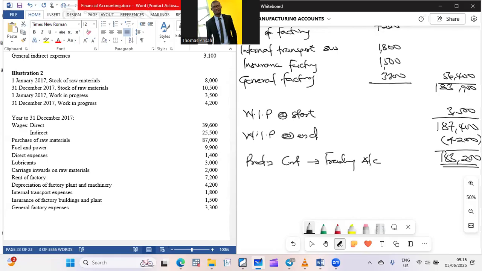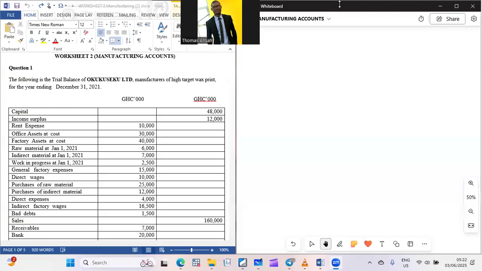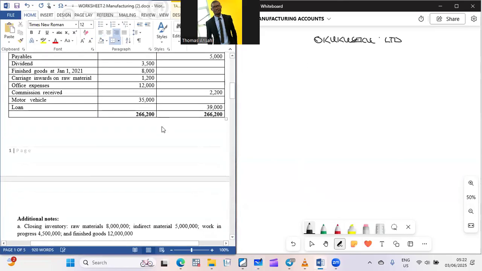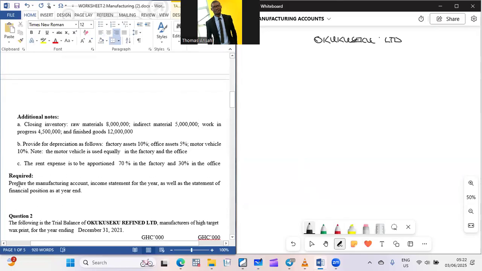So the next thing we are supposed to do is to take your tutorial set question and deal with it. All right, so let's look at the tutorial set question 1, and we will be preparing a manufacturing account. So the name of the company is Okuku Seku Limited. So when you finish writing the Okuku Seku, go and look at the requirements. What are you supposed to do? You are supposed to prepare manufacturing trading income statements, all right?